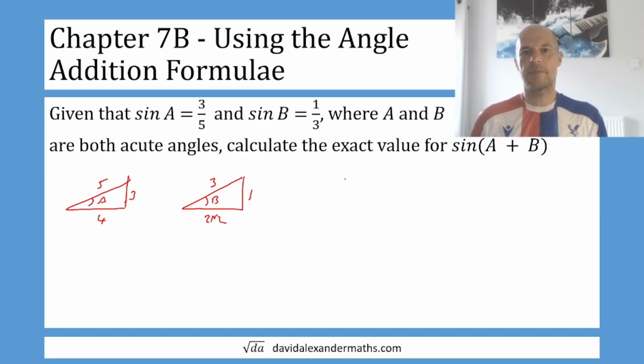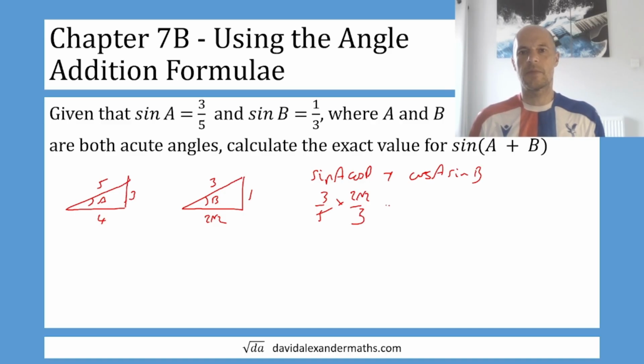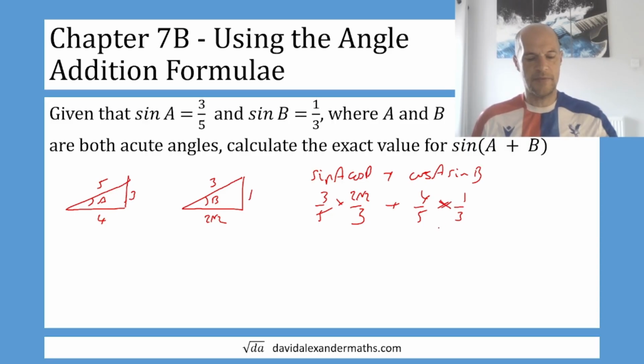Okay, now sine A plus B we know is sine A cos B plus cos A sine B. Now the sine of A is 3 over 5, multiplied by the cos of B, which is 2 root 2 over 3, plus the cos of A, which is 4/5, multiplied by the sine of B, which is 1/3. There we go. Perfect.